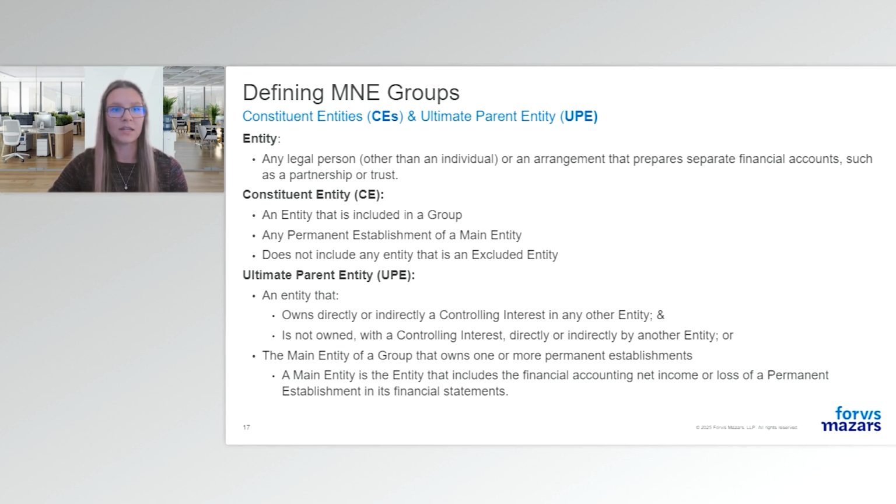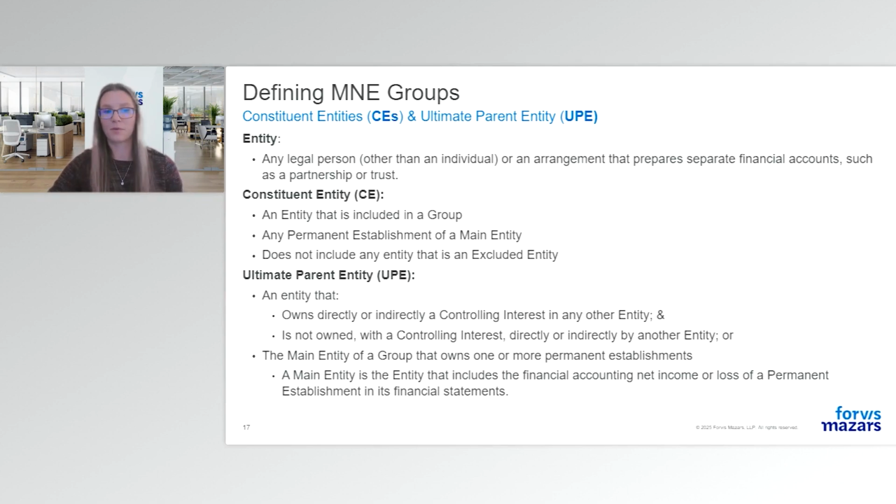So a constituent entity is an entity that is included in a group. It can be a permanent establishment. It cannot be an excluded entity. So those governmental organizations and not-for-profit organizations will not be considered constituent entities, given that they meet certain requirements. The ultimate parent entity is going to own, directly or indirectly, a controlling interest in any other entity, and it's not going to be owned with a controlling interest, directly or indirectly, by another entity. Or it can be the main entity of a group that owns one or more permanent establishments.